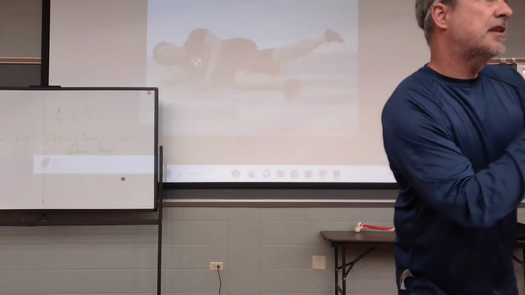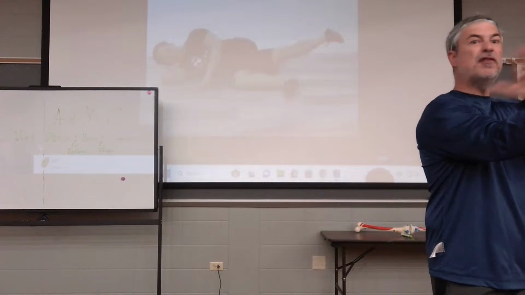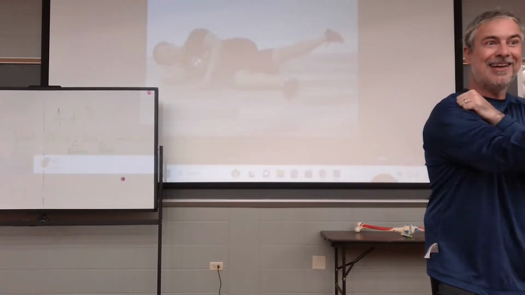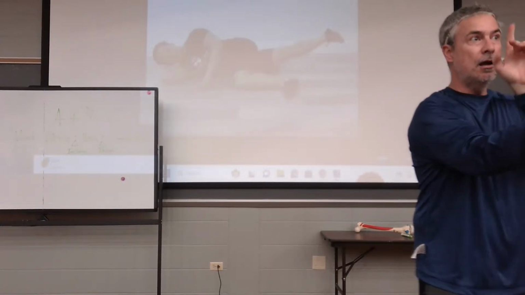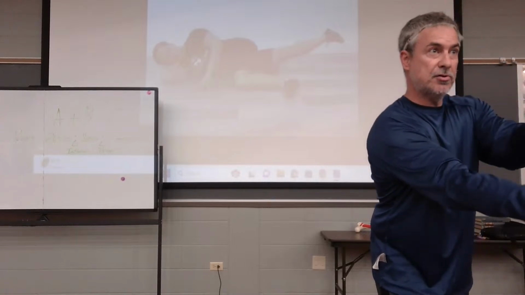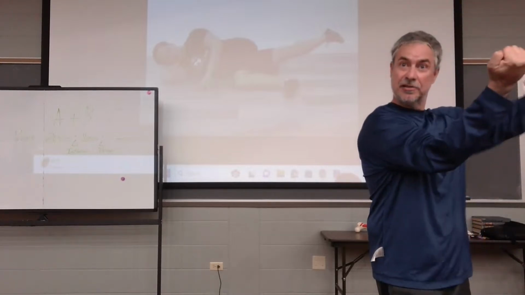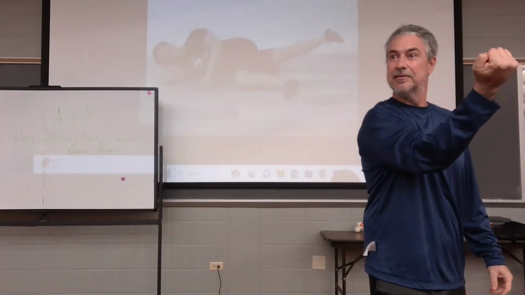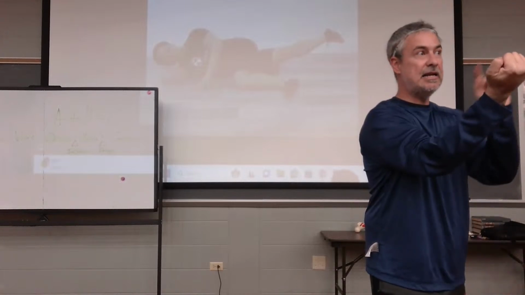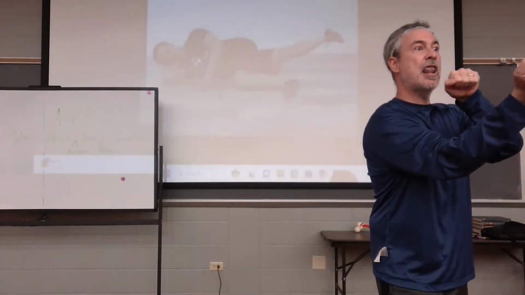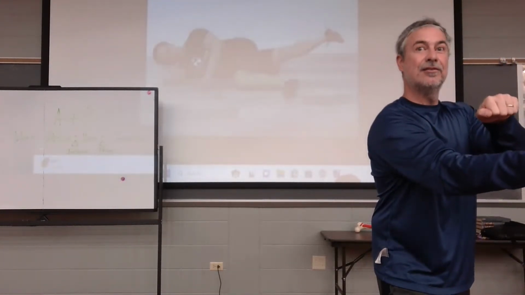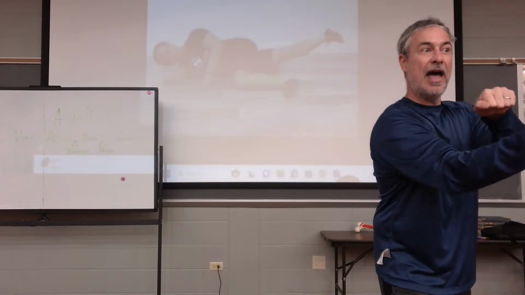Isometrically, those adductors are going to work to prevent any kind of motion, to maintain that position. Concentrically, those muscles are going to work to create the adduction to get him to that position. And eccentrically, those muscles are going to allow, you see what I'm saying? Allow the abduction.